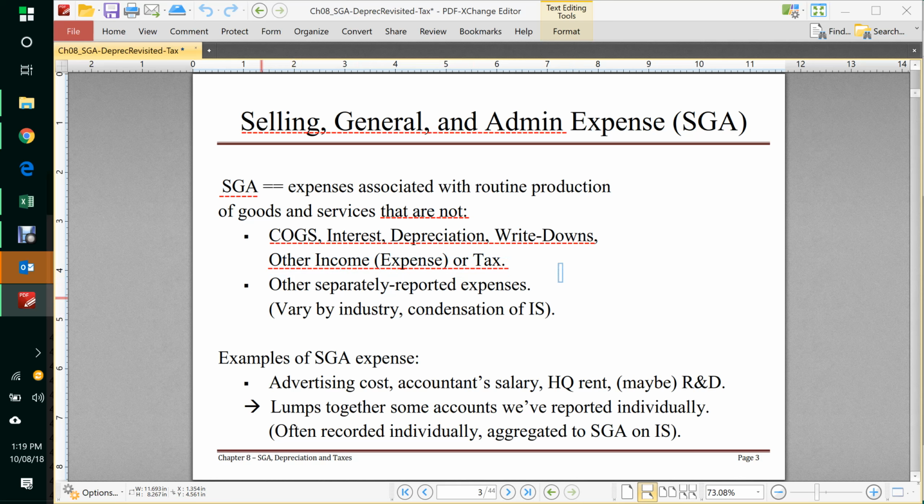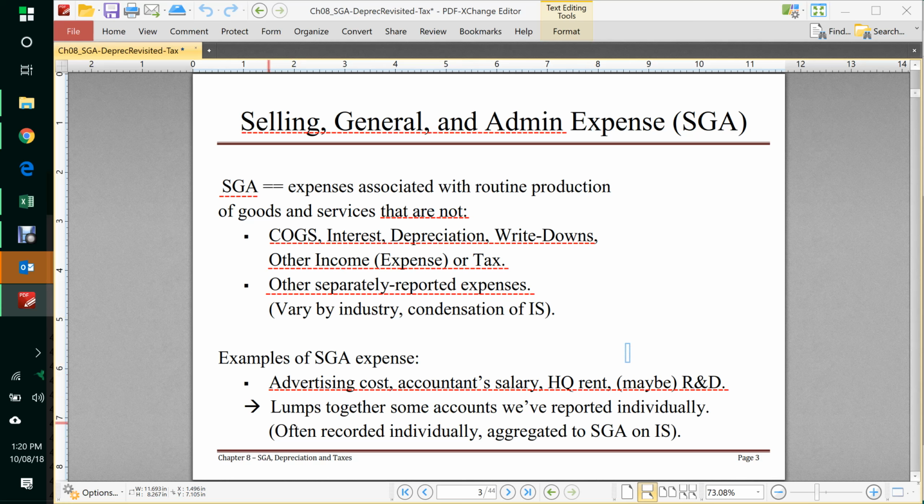Also, SGA needs to exclude, depending on industry, company, etc., some other separately reported expenses. And we'll see how that works in a second. So what are the types of things if we want to throw a bunch of expenses into one bucket and show them as one line on the income statement? These could be something like advertising costs, accountant salary, headquarters rent, and maybe R&D. That's going to depend on the industry.